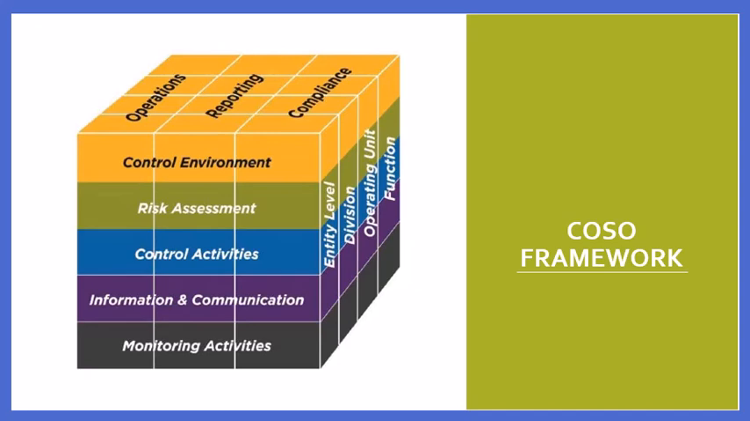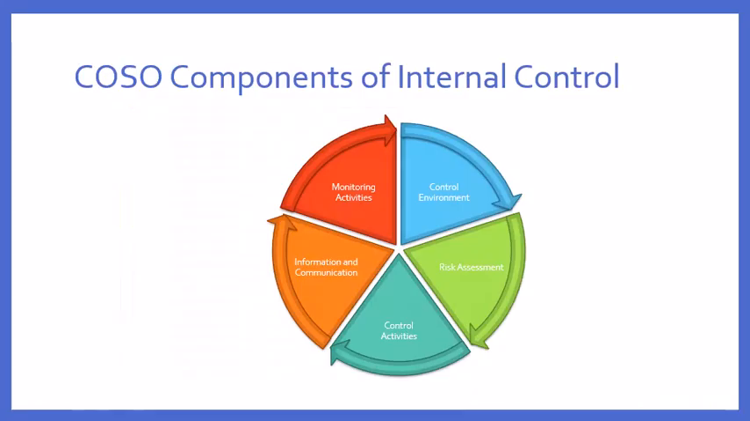You'll see that controls should cover three key areas: operations, reporting, and compliance. Controls occur at four levels: the entity level, the division level, operating unit, and functioning unit level. Now, most importantly, the framework covers five key areas: the control environment, risk assessment, control activities, information and communication, and monitoring activities. And we're going to talk more about that on the next slide.